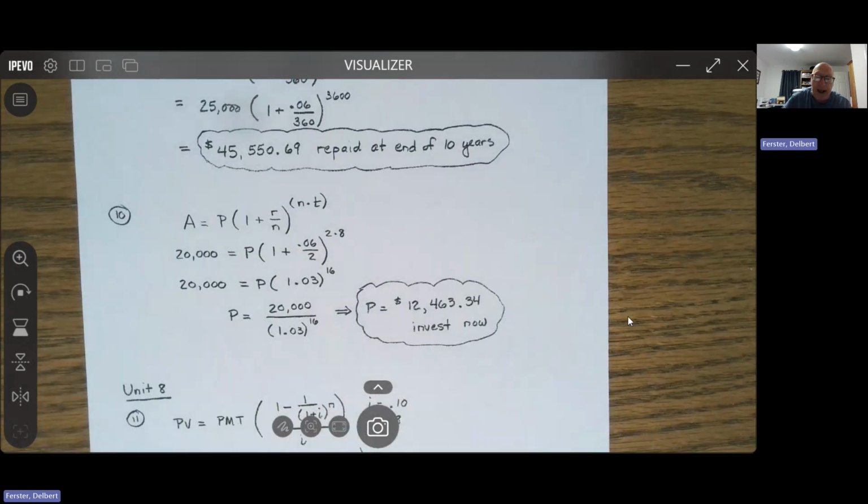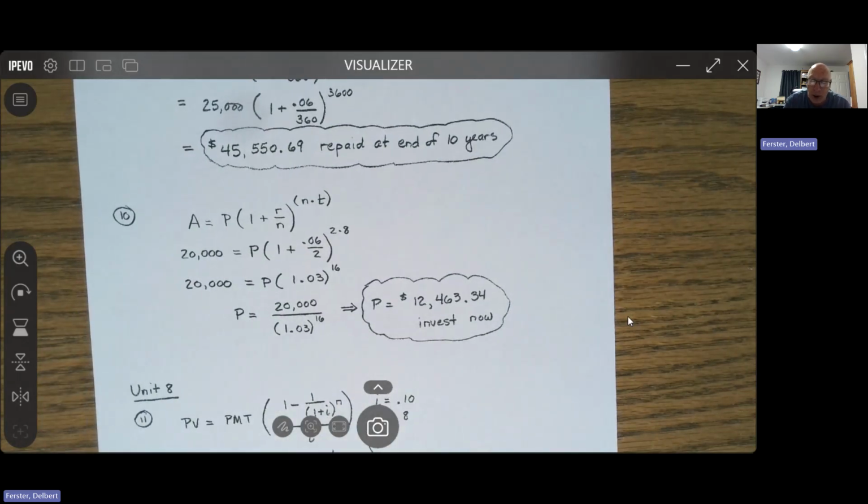Number 10, the last problem from Unit 7. She's going to need $20,000 for a new roof. So that's a future value. So in the context of this problem, that 20,000 goes in as A. We'll be solving for P. All right, the interest package is 6% compounded semi-annually. So as before, N will be 2, and the need is in 8 years.